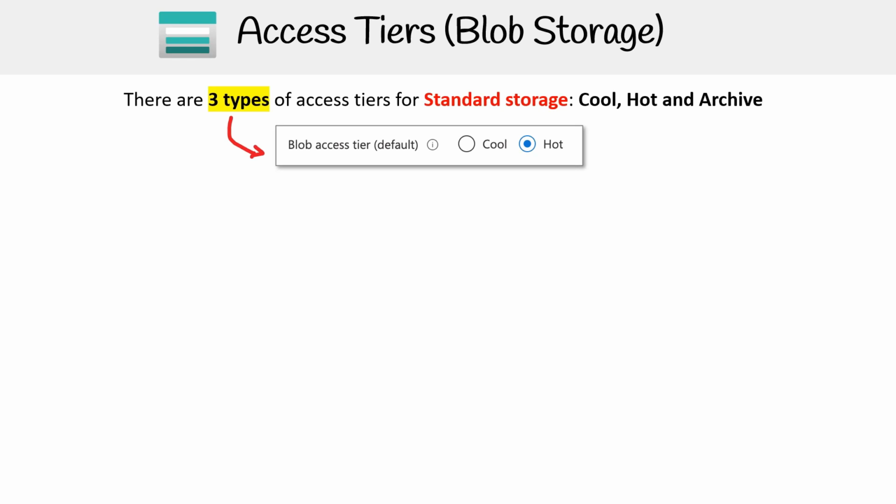Moving on to the next topic, we'll be covering access tiers for blob storage in more detail. So there are three types of access tiers for standard storage: cool, hot, and archive.